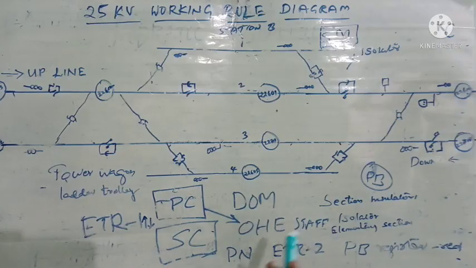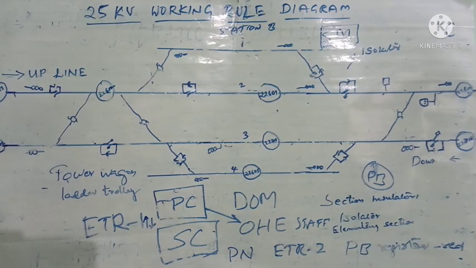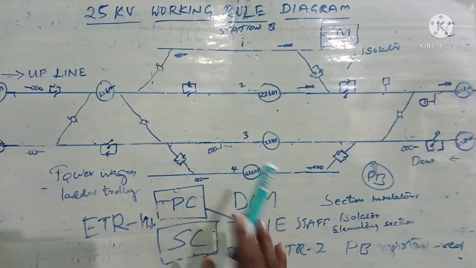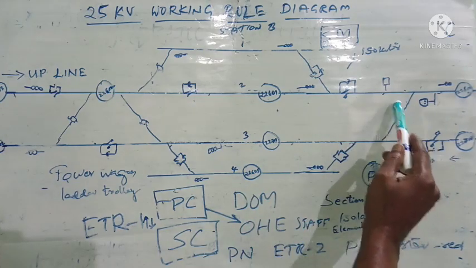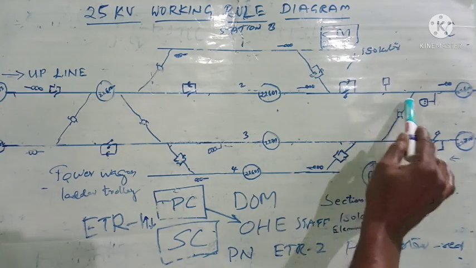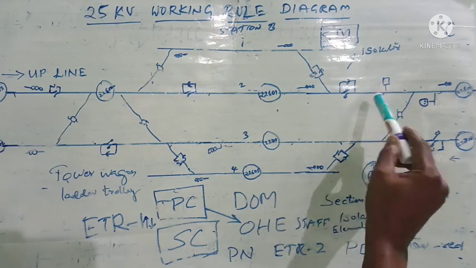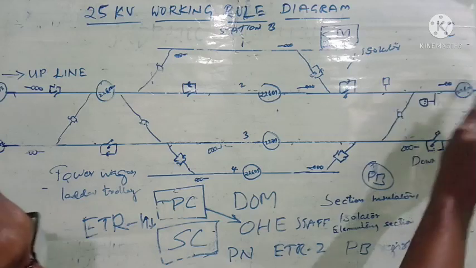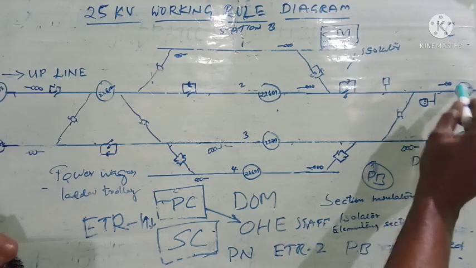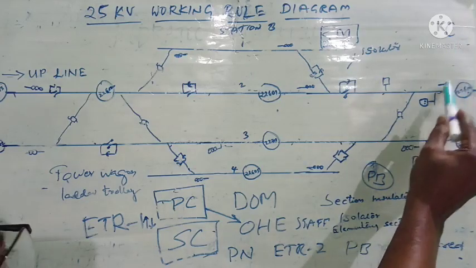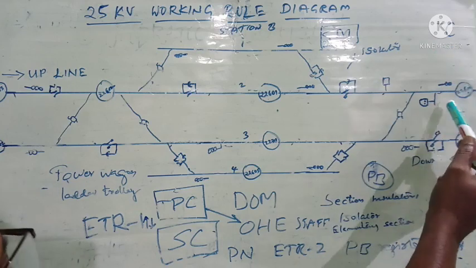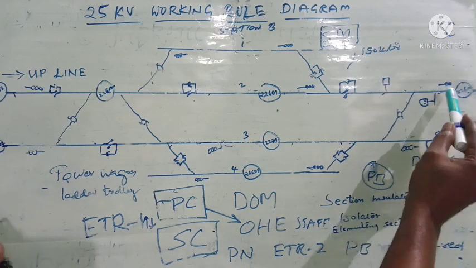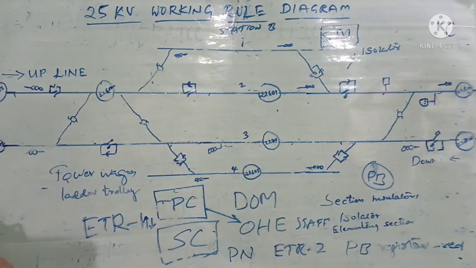Okay, now let us see what is meant by emergency power block. As the name denotes, it is taken during an emergency. Suppose there is an OHE breakdown in the section, or an urgent repair work is required. The OHE is to be attended immediately. In such a situation, the emergency power block will be taken.